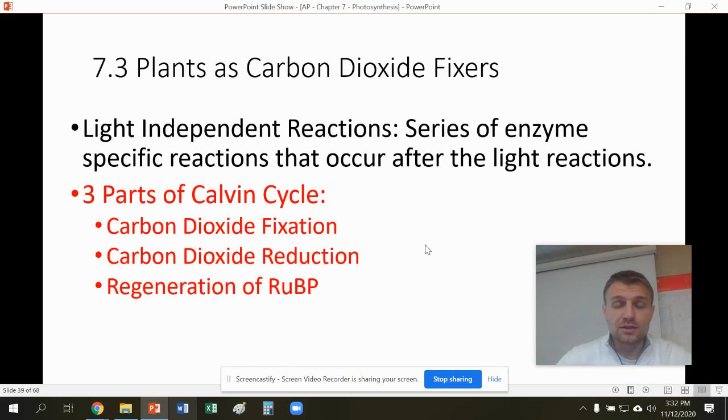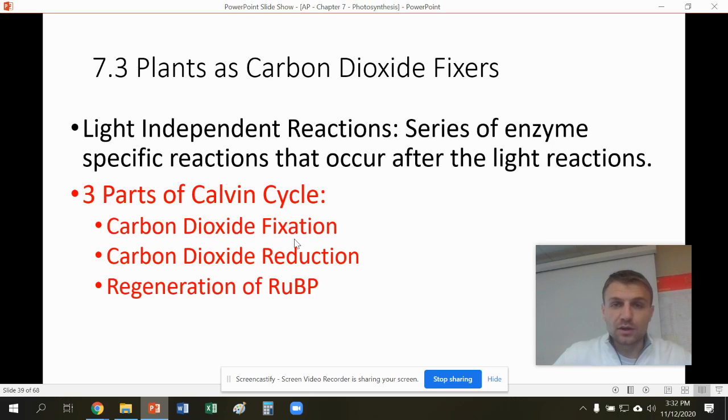The Calvin cycle takes place in the stroma of the chloroplast, and it's just a series of enzymatic reactions that's going to take, again, carbon dioxide and produce a glucose at the end. We have three parts here. I don't have you write these down initially because we're going to go into each part a little bit more in depth. But it goes carbon fixation, carbon reduction, and the regeneration of RuBP.